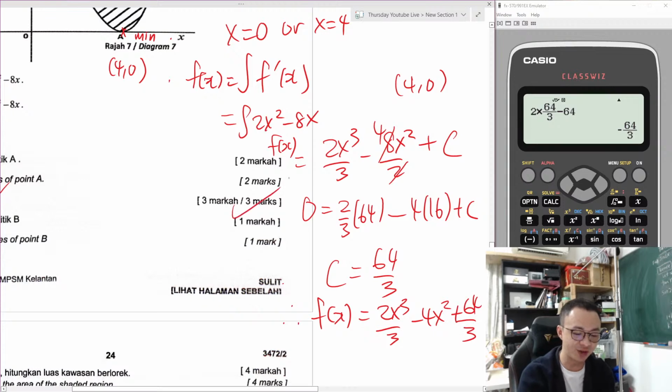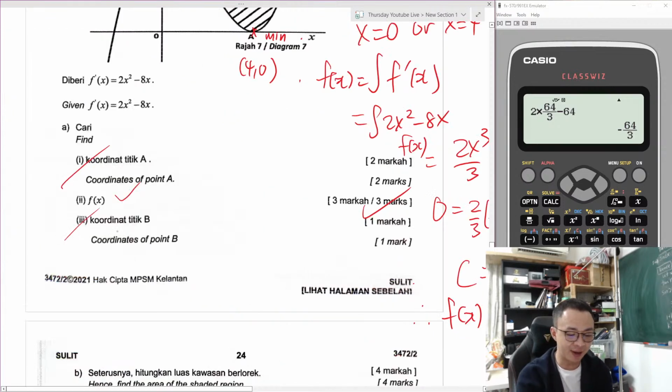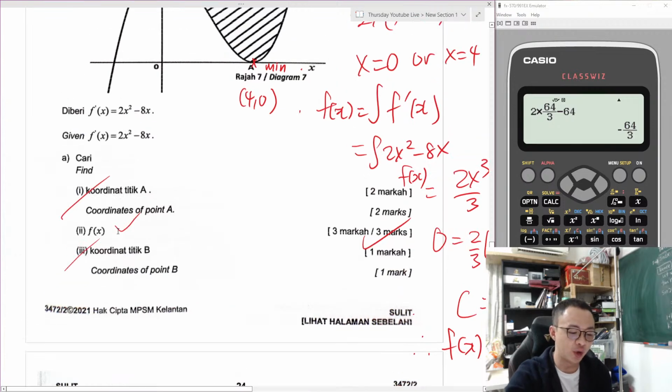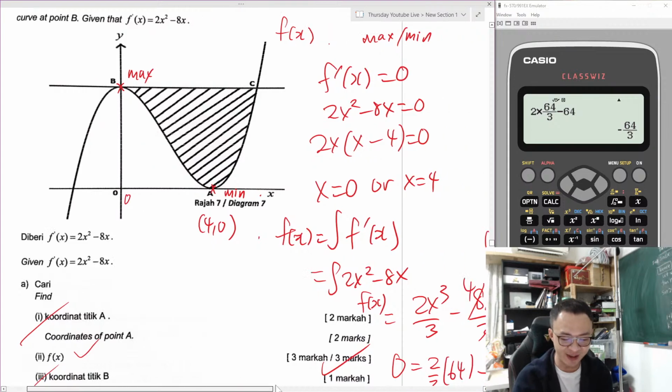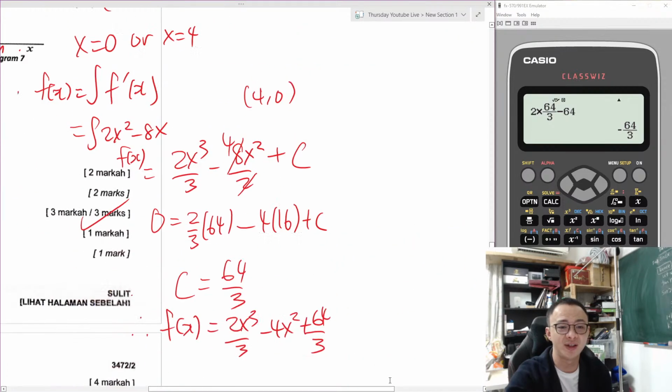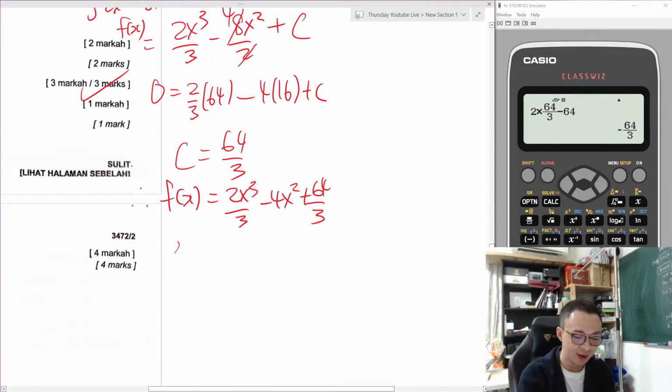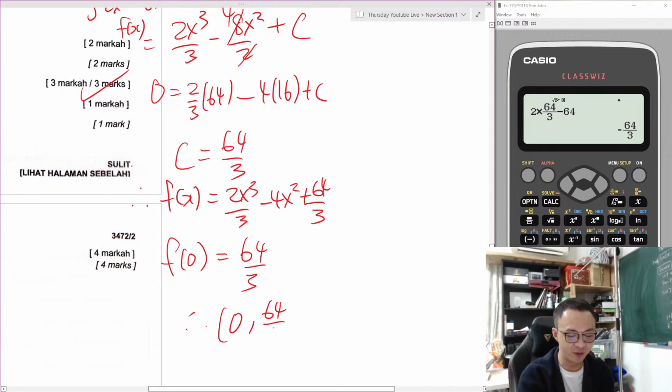Okay, done. Another 3 mark question. And then for 1 mark, they ask me to find coordinate B. Since I know the x is 0, I just need to know the y value. I can sub into my f(x) equation here. So I will just do f(0), then I will get 64 over 3. Then my coordinate B is (0, 64 over 3). It's quite straightforward and easy. 1 mark. We get about 6 marks already.